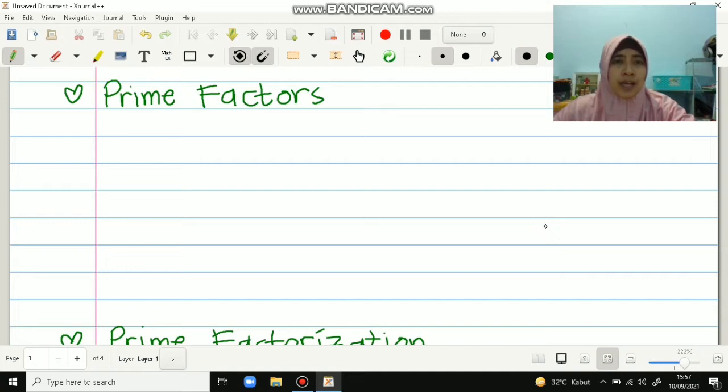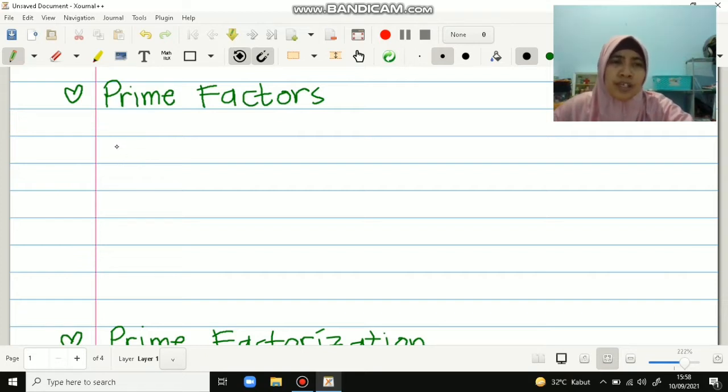Now, what is a prime factor? Prime factor means all the factors of a number that are prime numbers. To get the prime factors, we have to divide the numbers into prime multiplication. Prime factor means all the factors that are prime numbers.